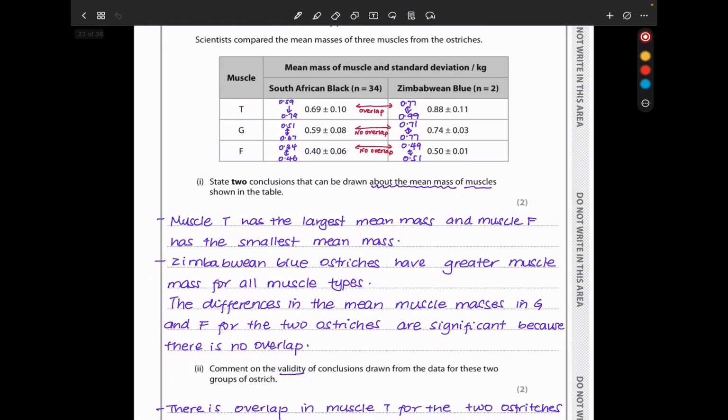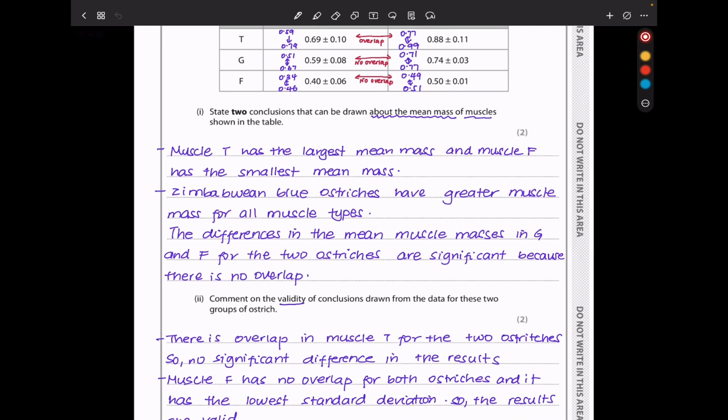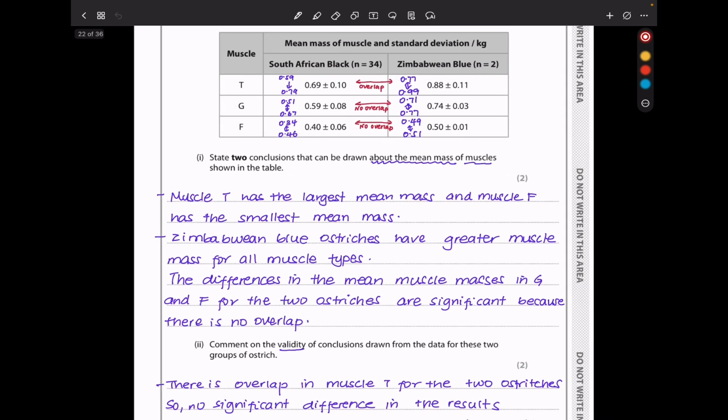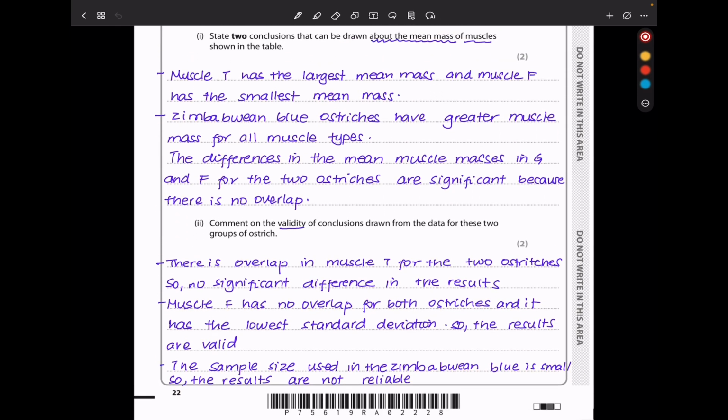So they say step two, conclusions that can be drawn about the mean mass of muscle shown in the table. Again, based on the information we have, muscle T has the largest mean mass and muscle F has the smallest mean mass. The Zimbabwean blue ostrich have greater muscle mass for all muscle types. Their values are higher in comparison. The differences in the mean muscle mass in G and F for the two ostriches are significant because there is no overlap.